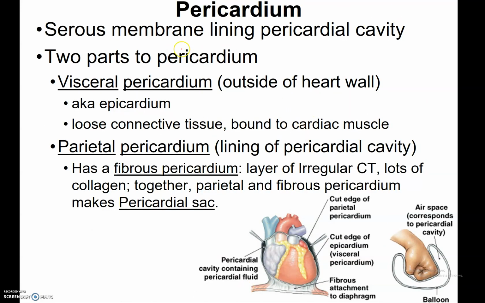So the pericardial membrane is what we call a serous membrane. A serous membrane is made up of two layers. The visceral pericardium, and visceral means like deep in the body. It can also be called the epicardium. And it's a series of loose connective tissues bound to the cardiac muscle.